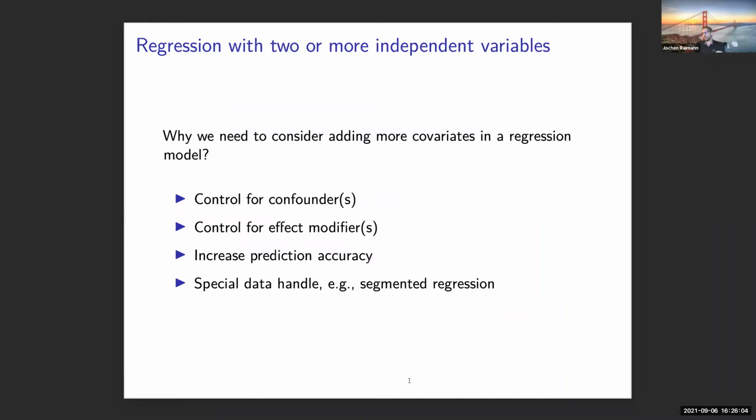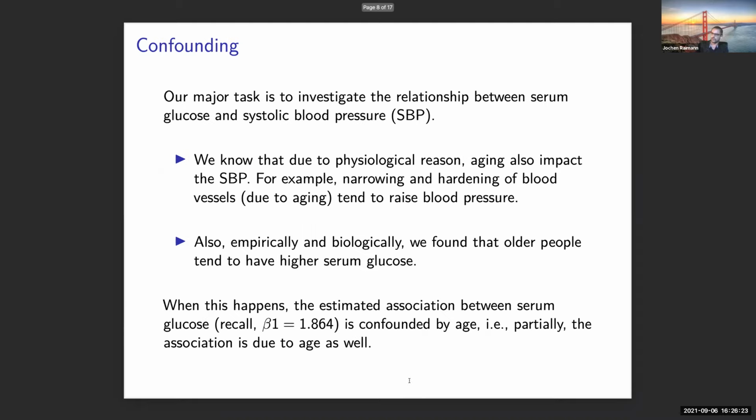Okay, a regression with 2 or more independent variables. Why do we need to consider this? For obvious reasons, right? You want to control for confounders, you want to control for effect modifiers, you want to increase your accuracy overall, and you want to get a handle on special data.